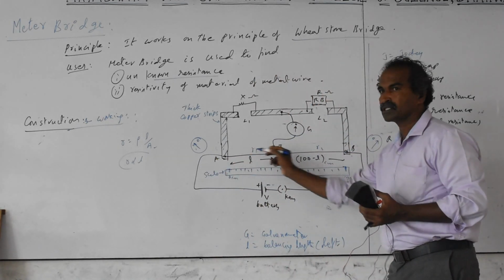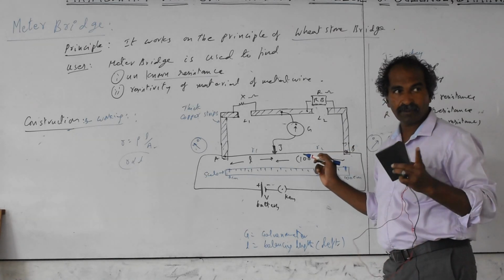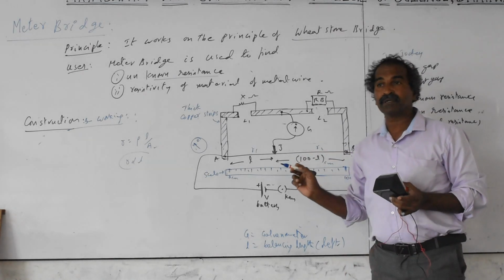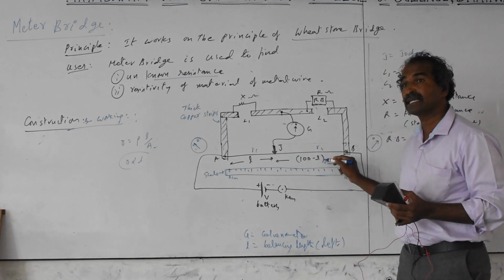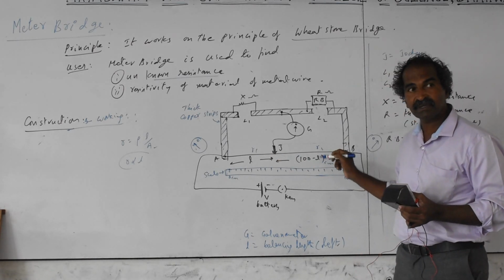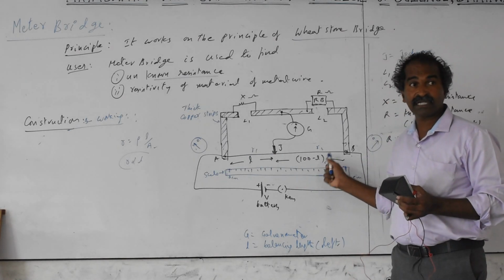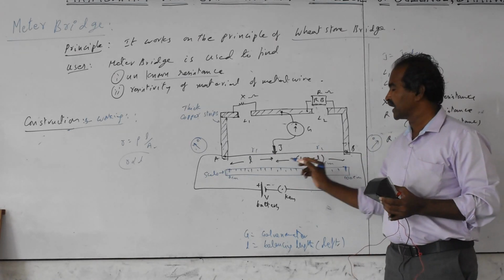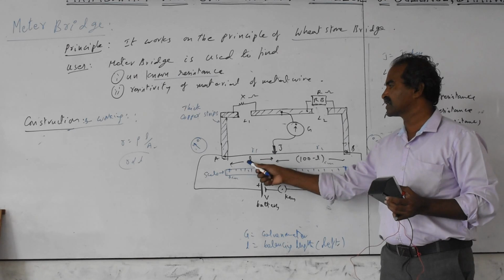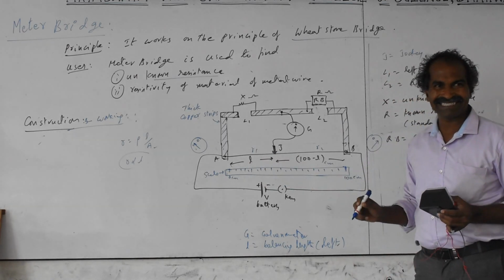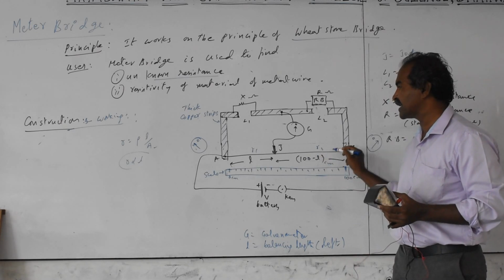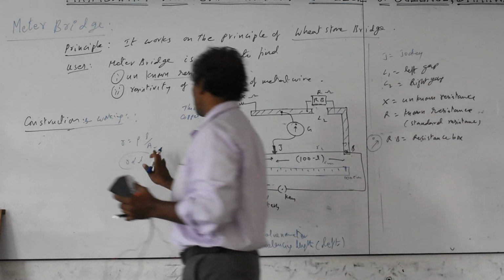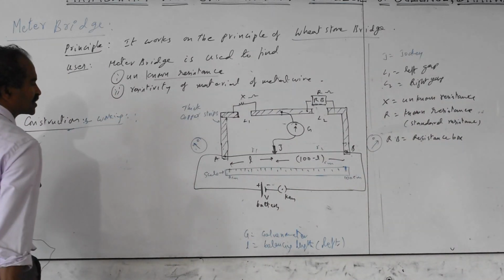Total length is how much? 100 centimeters or 1 meter. You have to be careful with this point also. If they give you 1 meter, don't take 100 minus L; it should be 100 minus L in centimeters. If it is given in meters, then take 1 minus L in meters. You have to be careful with that. Better to convert everything into centimeters; it may be easier. So this resistance is proportional to this length, and this resistance is proportional to 100 minus L in centimeters. R is proportional to L is considered only when the area of cross section is constant.